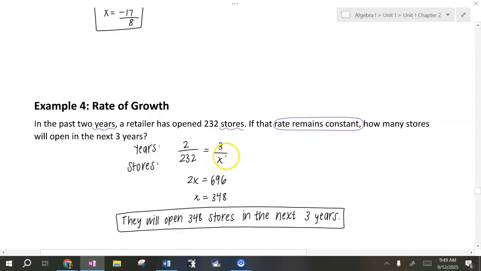The number of stores is unknown, so I used X to represent the number of stores, and I put that on the bottom since the number of stores belongs on the bottom. After you get the proportion set up, you can cross multiply and divide to solve it and find your answer. For this one, if you were to end up with a decimal answer, you would know that you need to round that, because if you're talking about how many stores will open, it has to be a whole number. You can't have a decimal here.